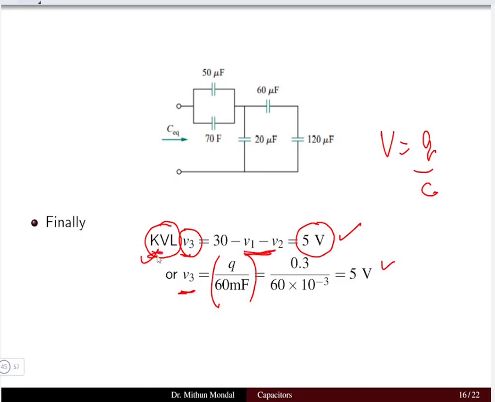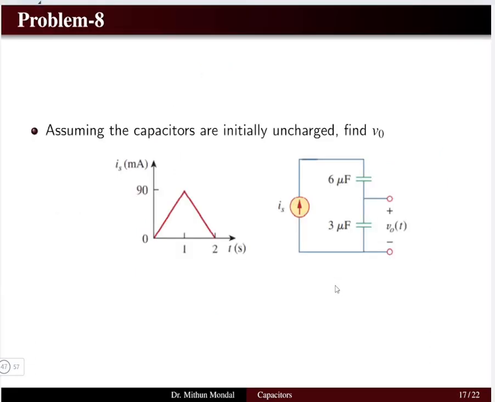So we have a KVL concept also giving us 5 volt, and V3 by charge conservation also it is giving 5 volt only. Problem 8.